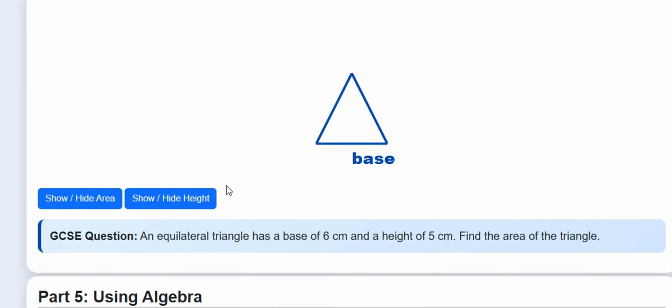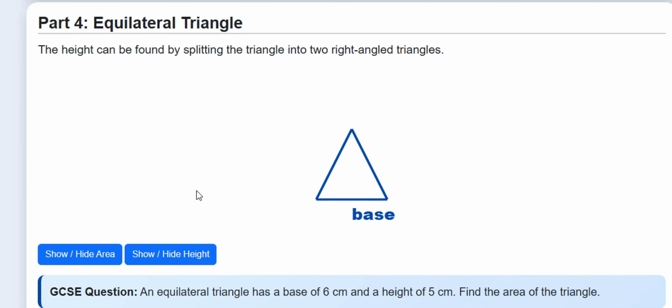So how about one for an equilateral triangle? An equilateral triangle is one where all the sides are equal. So this side, this one, and this one are equal, but it will not affect our process of finding the area. As usual, we are told an equilateral triangle has a base of 6 centimeters and a height of 5 centimeters. Then find the area of the triangle. So, of course, that is the height. The area we are told to find is the region enclosed by the sides of the triangle.